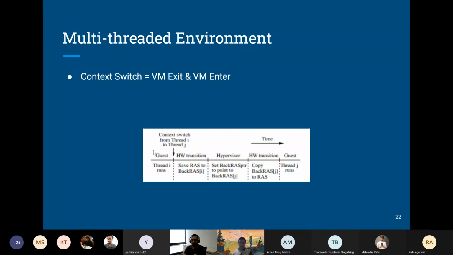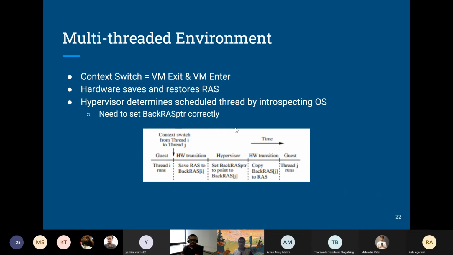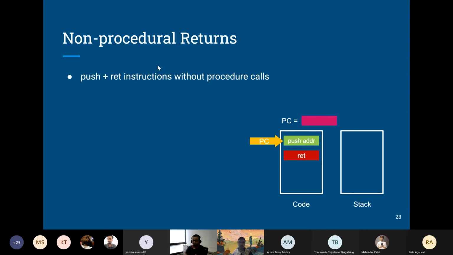How this works is you have a guest that is running thread I. Now you want to do a context switch from I to J. You do some hardware transition, the hypervisor does something, and these RAS structures are updated properly, and thread J runs. Okay, these are further details.